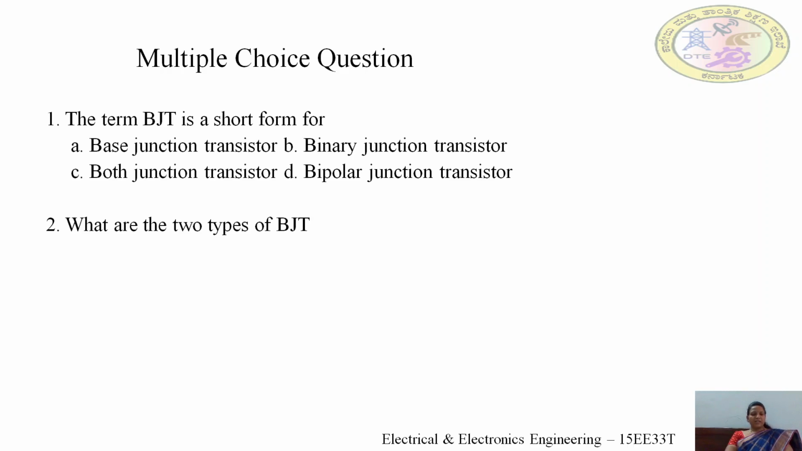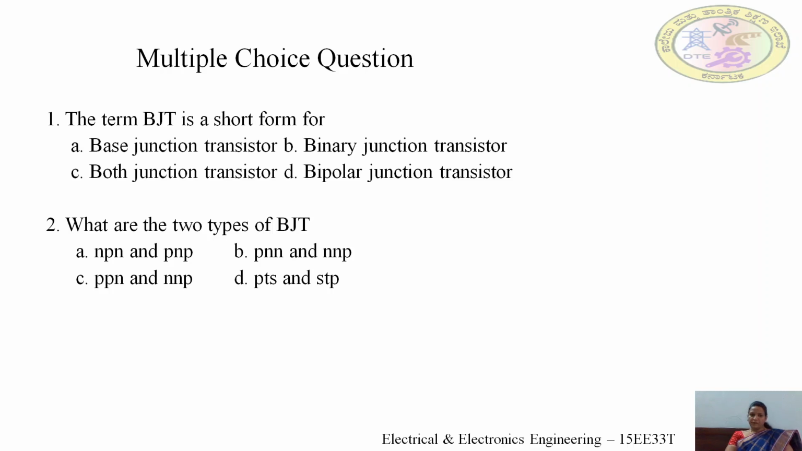The next question is, what are the two types of BJT? We all know, right? Yes, correct. NPN and PNP. So the options for this question are NPN and PNP, PNN and NNP, PPN and NNP, PTS and STP. So the right answer is NPN and PNP.